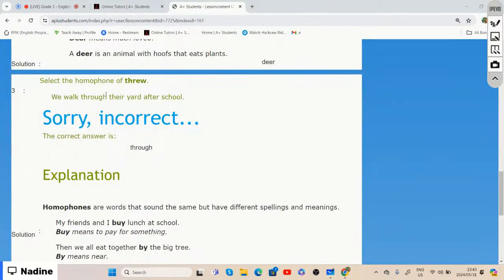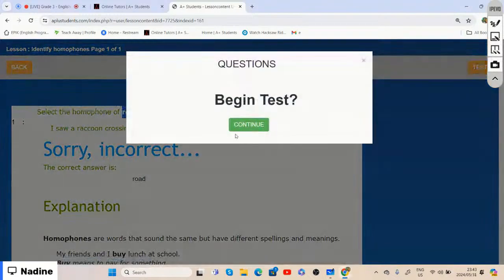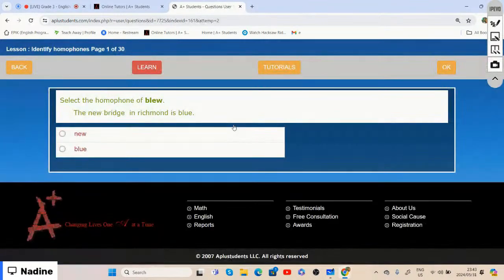Then we need to add the homophone of through, and that we already did, right? So now let's just go to the test, because we already did the homophone of through. All right, we need to select the homophone of blue, blew, right? The new bridge in Richmond is blue. What is the word that matches this homophone blue, blew? Is it new or is it blue? Option one or option two?